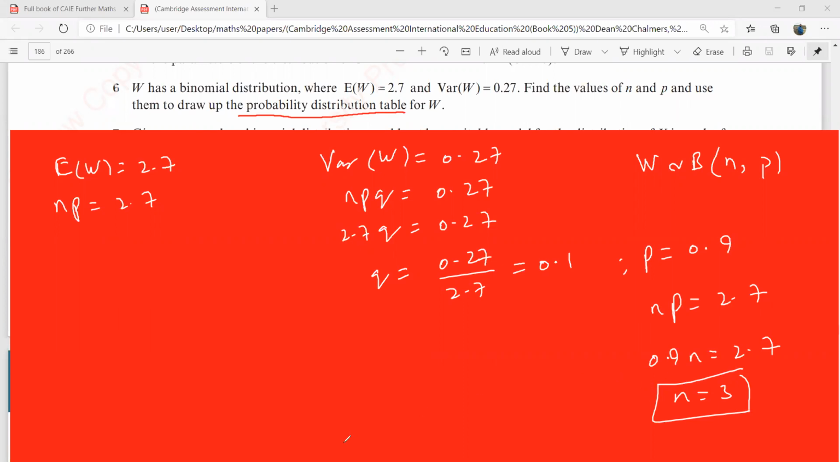ठीक है, are you clear up to this, बच्चों? Is there any question? Hello, hello, hello. No, sir. No, sir. No, sir. Okay, okay, that's great. Now let's see how to write down the probability distribution here.